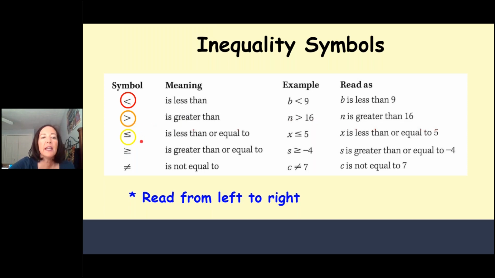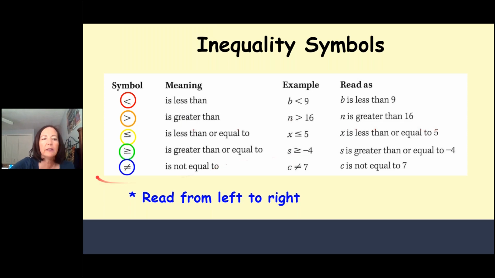The next one circled in yellow, that symbol is called the is less than or equal to. So this will be read X is less than or equal to 5. Same thing, going from the left side to the right side of the symbol, the left side is the smaller side. Circled in green, we have the greater than or equal to symbol. This inequality is read S is greater than or equal to -4.